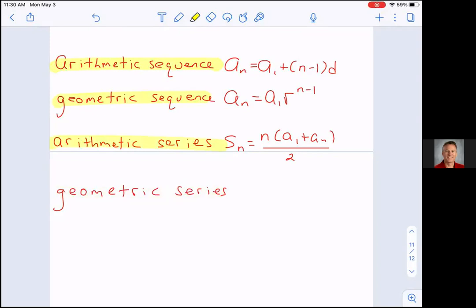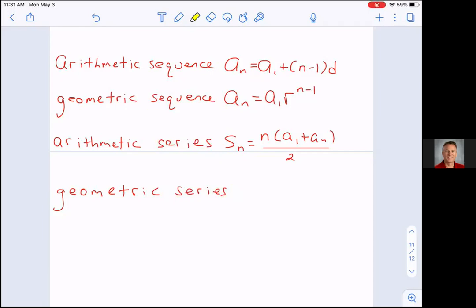Judging from what we just practiced on the Kahoot, you guys are pretty good at determining whether something is arithmetic or geometric. It's arithmetic if we add the same thing each time. It's geometric if we multiply by the same thing each time. If you're just trying to find a term, that makes it a sequence. What makes it a series is if you're trying to add them all up.